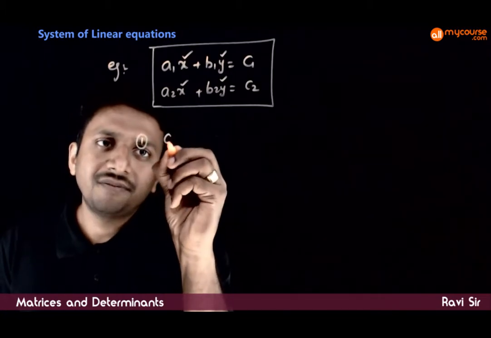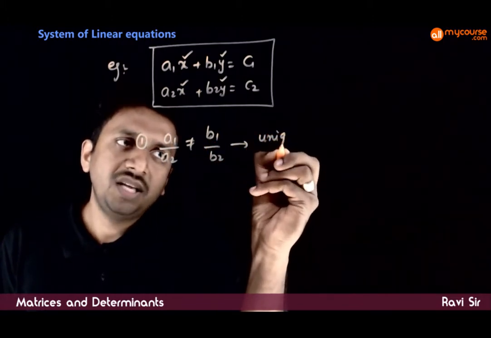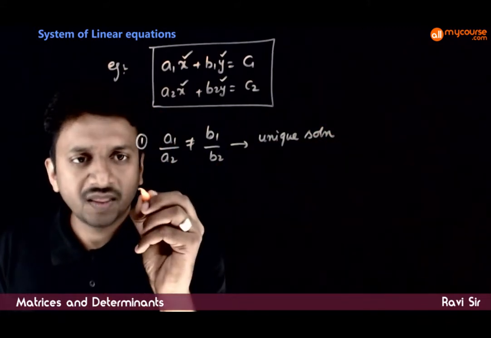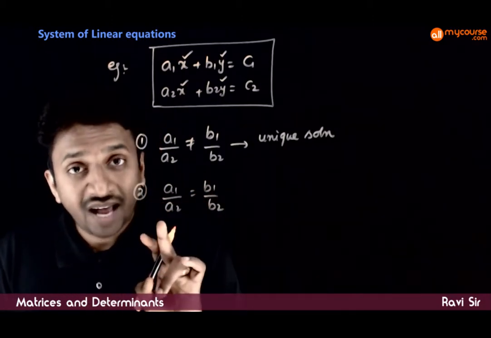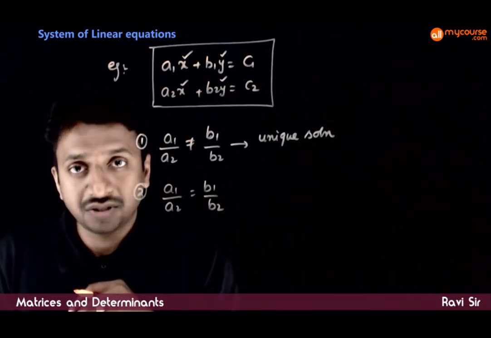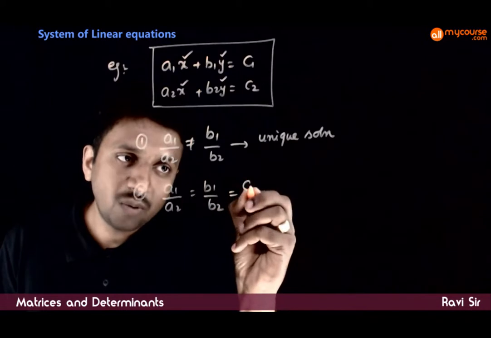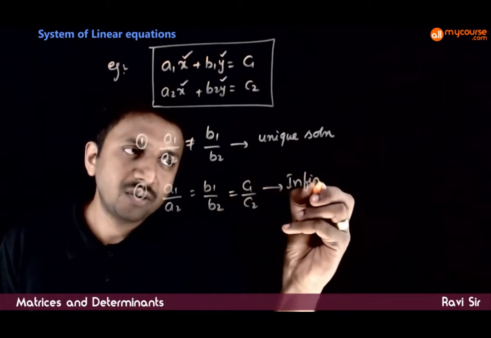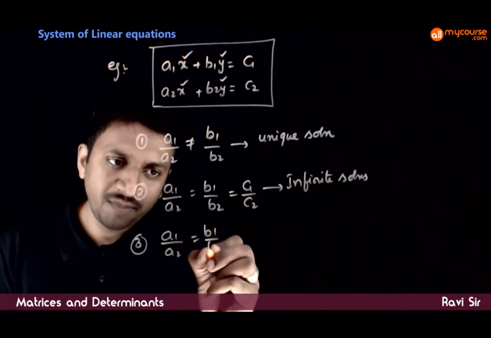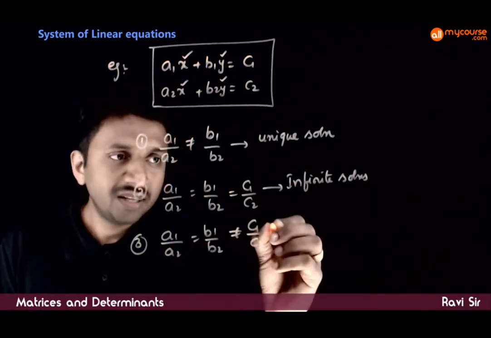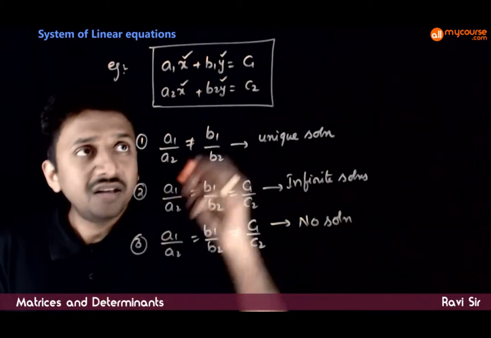The condition is, if a1 by a2 is not equal to b1 by b2, then you have a unique solution. If a1 by a2 is equal to b1 by b2, then you have either of two cases: either infinite solutions or no solutions. That depends on c1 and c2. If a1 by a2 is equal to b1 by b2 is equal to c1 by c2, then you have infinite solutions. And if a1 by a2 is equal to b1 by b2 but is not equal to c1 by c2, then you have no solution.